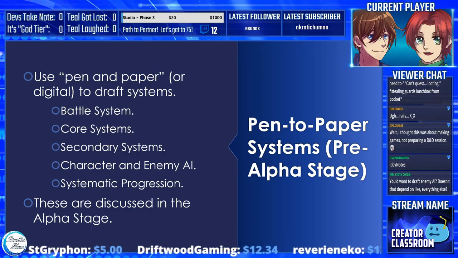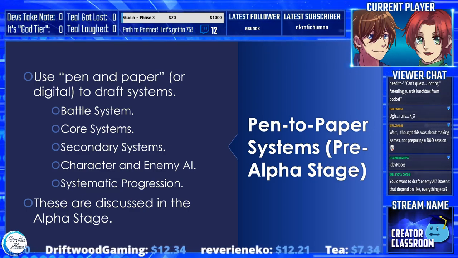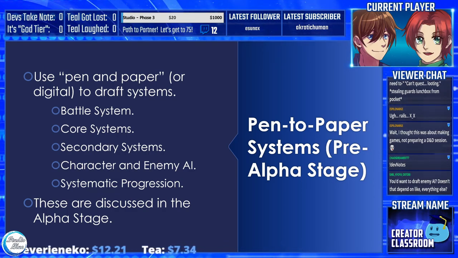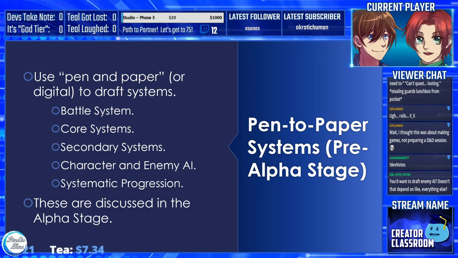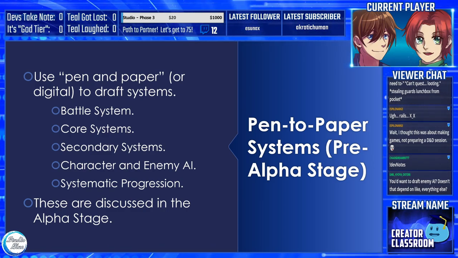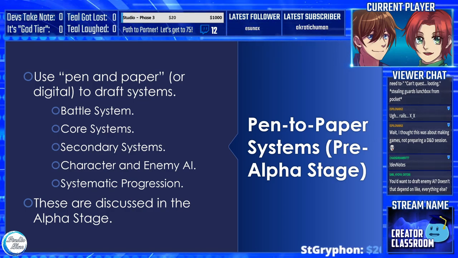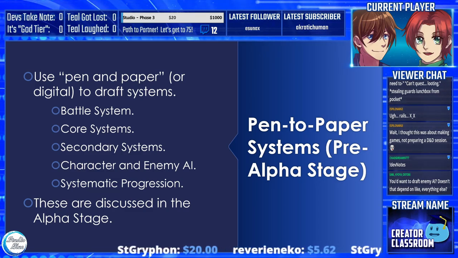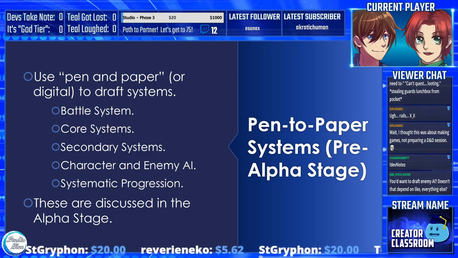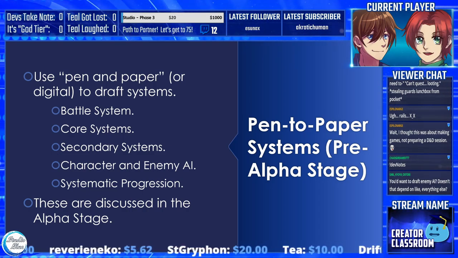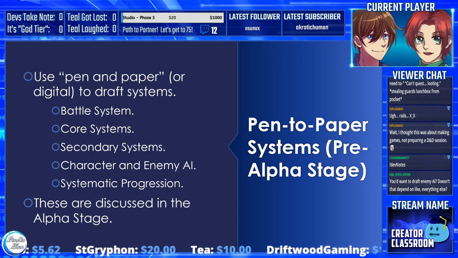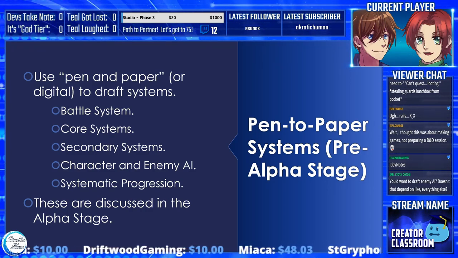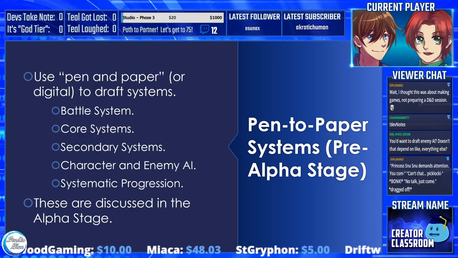You'd want to draft enemy AI, right? No, the theory behind the enemy AI. We'll get to that in alpha. We're not actually talking about programming it until you get to the alpha stage, but you want to write down how you want your enemies to react. So you write your battle system first, then your core systems and secondary systems, and then you go, okay, based off of how I want my game to flow systematically, here's how I want my characters and enemies to act. I want my enemies to be heat-seeking mobs out on the field. I want them to chase after the main character if they sense them for a certain amount of time.